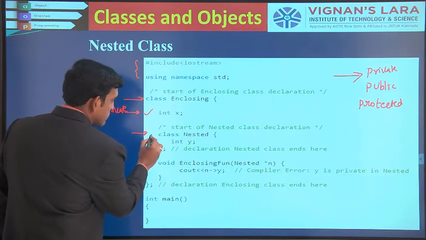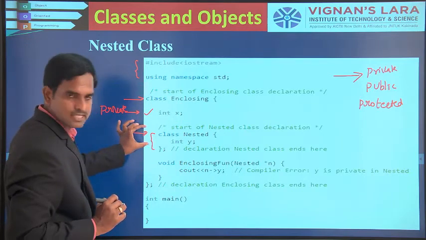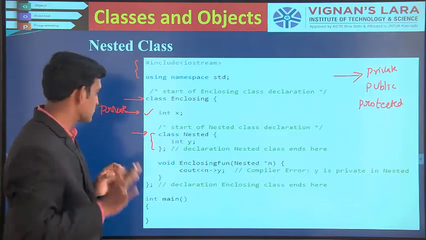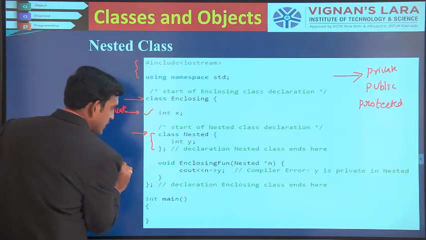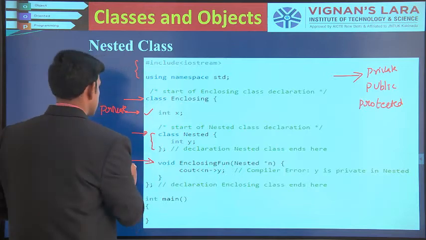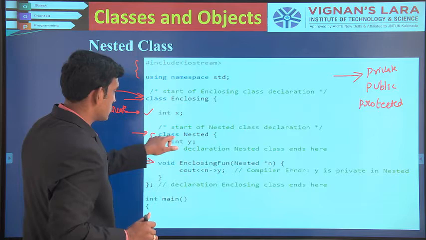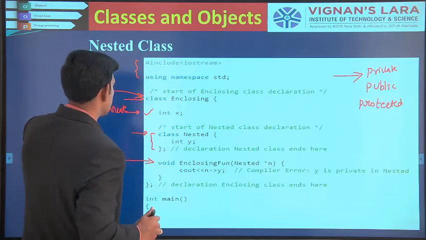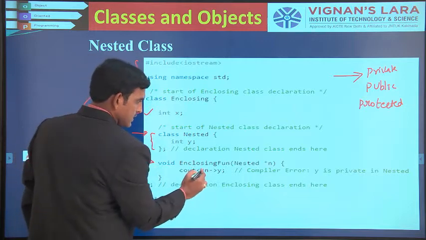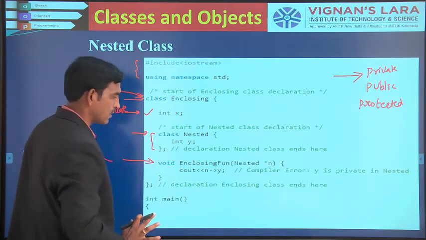So I have started the class here and I have closed the class here. So the nested class is here only. Inside the nested class I have just written y. Next, this is void enclosing fun. This is a method related to enclosing. This method is not related to nested. Inside it I have used one pointer. You need not be concerned about the pointer.